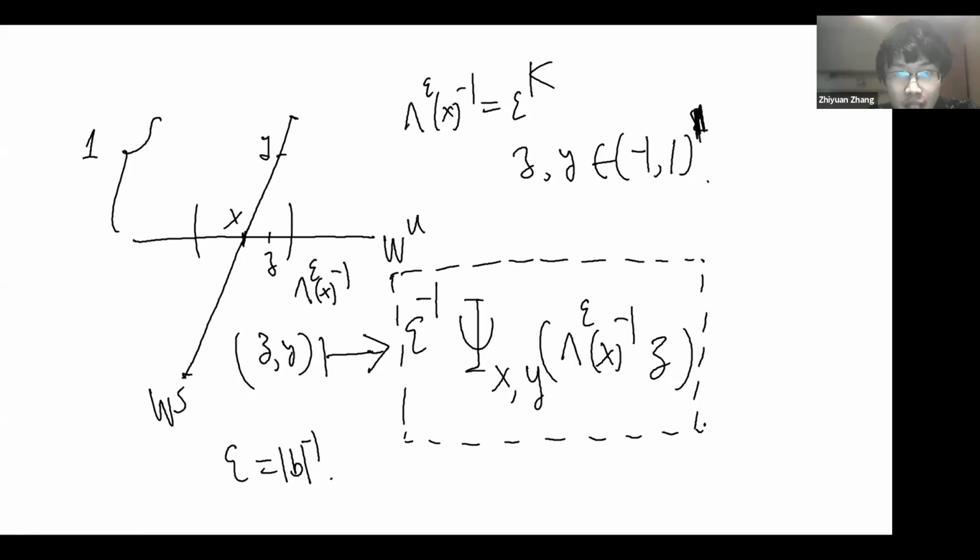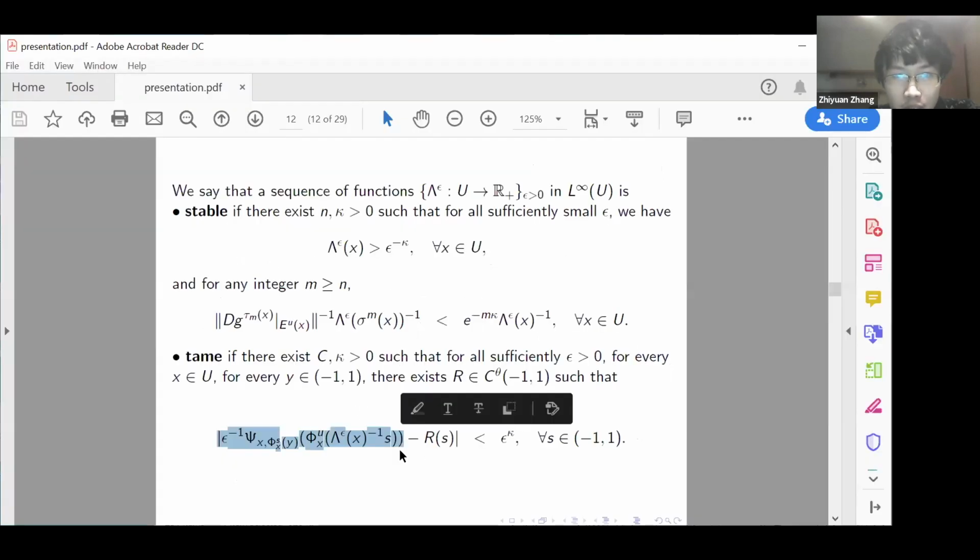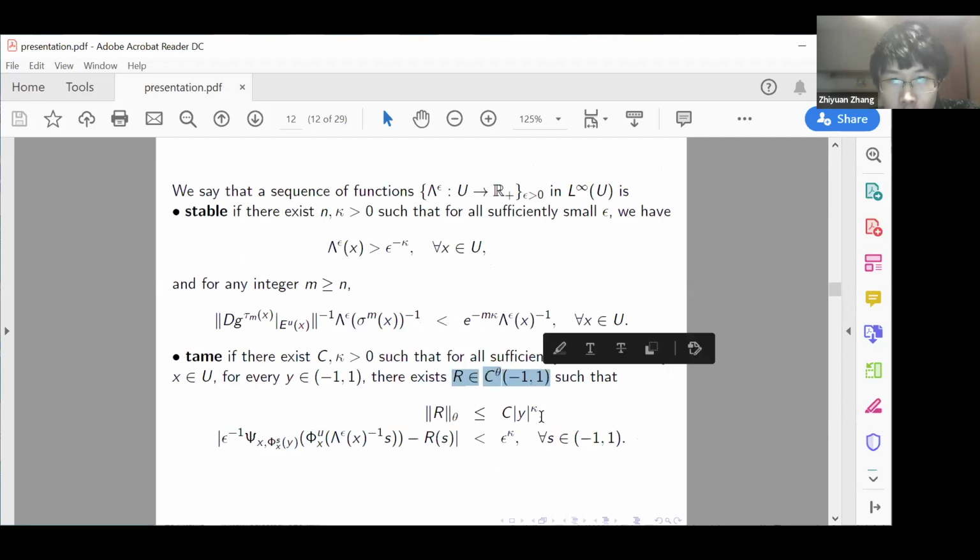Also, this says that since I said for each x and each y, you consider this as a function of, say, s, then s can be approximated very well by a Hölder function with a bounded norm. Bounded Hölder norm.